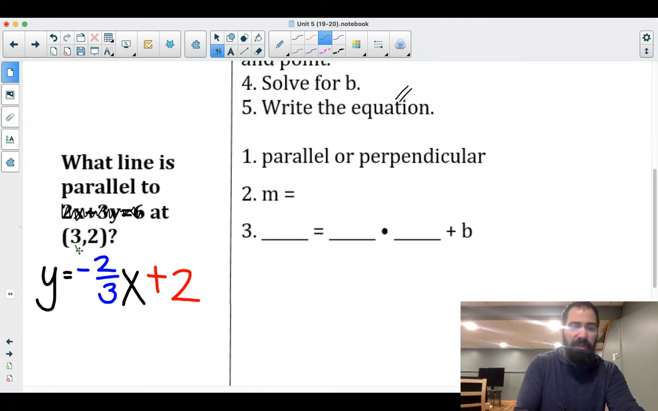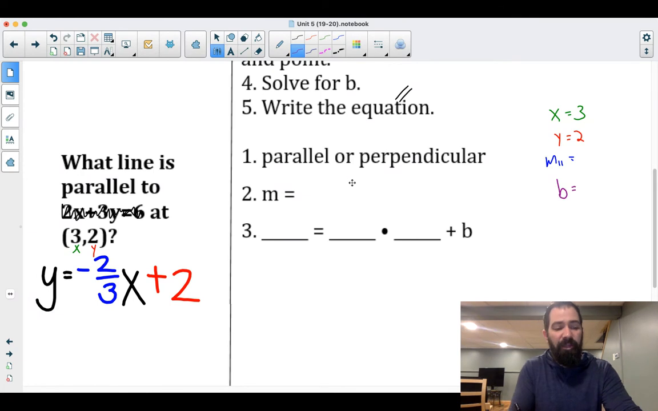And remember, like I said, we're going to make that grocery list. We have an x and a y already. We know x equals 3. y equals 2. We know we are looking for the slope that is parallel to the original slope, and we are going to have to find the new parallel y-intercept for a specific point.